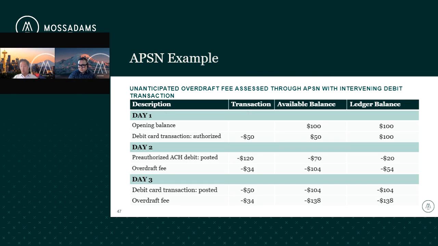So this table here is directly from the CFPB guidance. Essentially illustrates the example that I just walked through. So again, something occurred with the debit card. In this example from the CFPB, an ACH transaction posted, customer got a fee for the ACH and then got a fee for the debit card transaction.